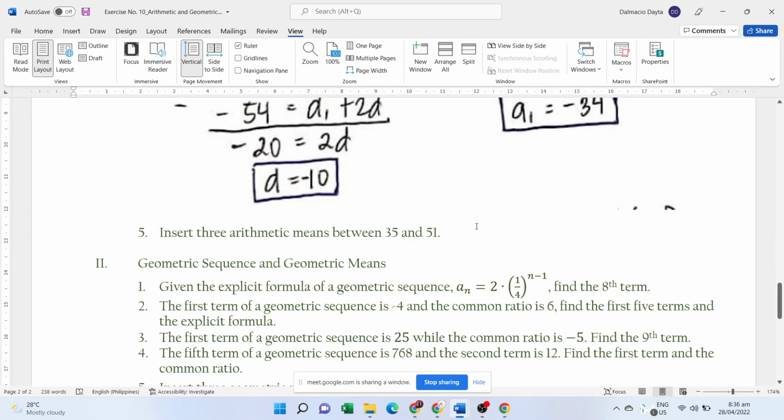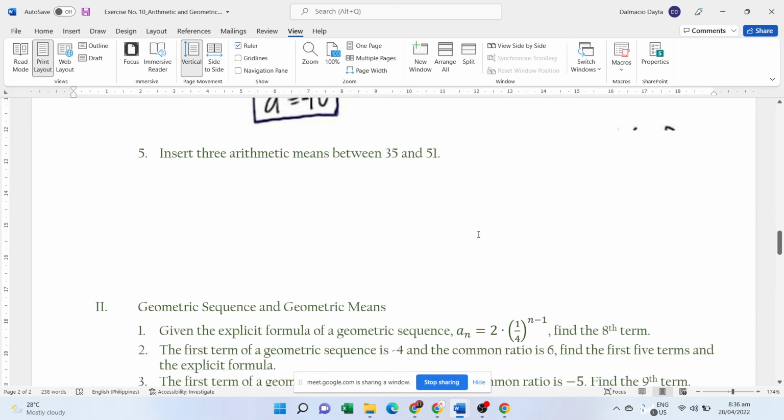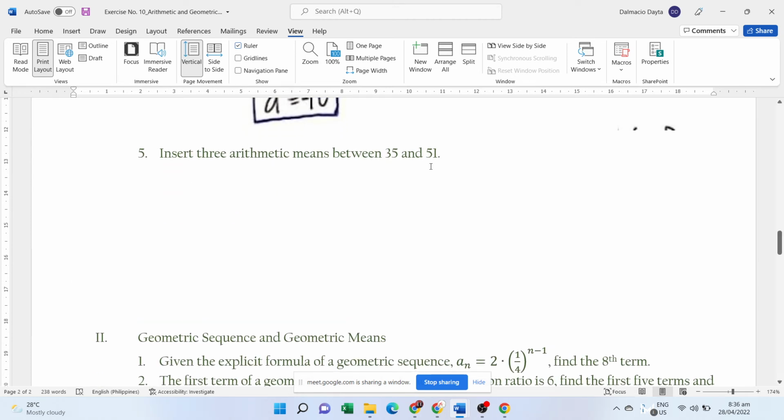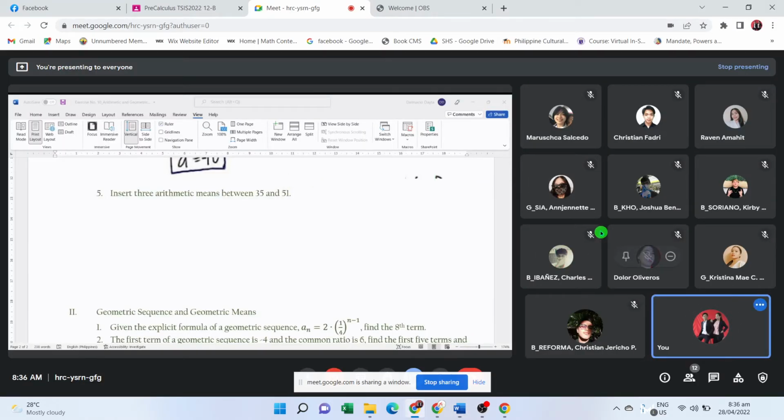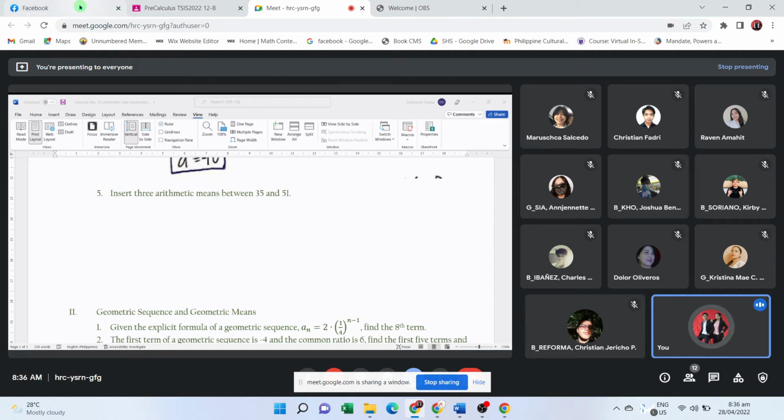Insert three arithmetic means between 35 and 51. Oh wait, this is a very good problem. This is a nice problem. I mean, not very good. Nice problem. Is there anyone who would like to share his or her answer to this one? Para you will have the chance to explain. Anyone? Go ahead, Anjanette, please. Can you please take a picture of your work and send it to me so that you can explain your answer here? This is a good problem. Tignan natin. Let's wait for Anjanette to send her answer.